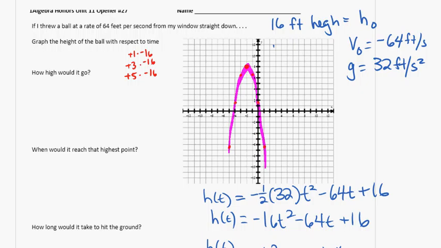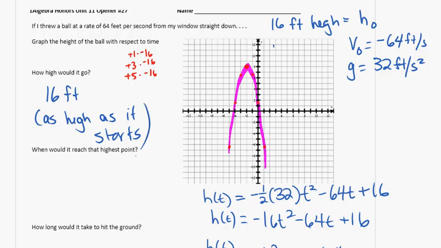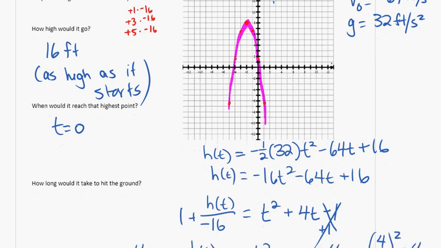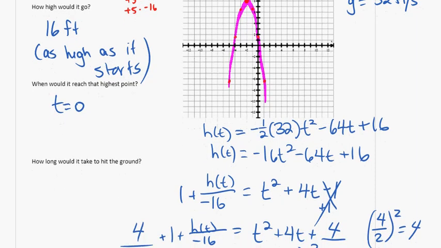So how high would it go? It would only make it up to 16 feet, which is as high as it starts, because I'm throwing it downward. It can't go any higher if I'm throwing downward. At what point would it reach that highest point? Well, at time equals 0, right, at the beginning. Now, how long would it take to hit the ground? That's really where our algebra is going to help us and our vertex form is going to help us.